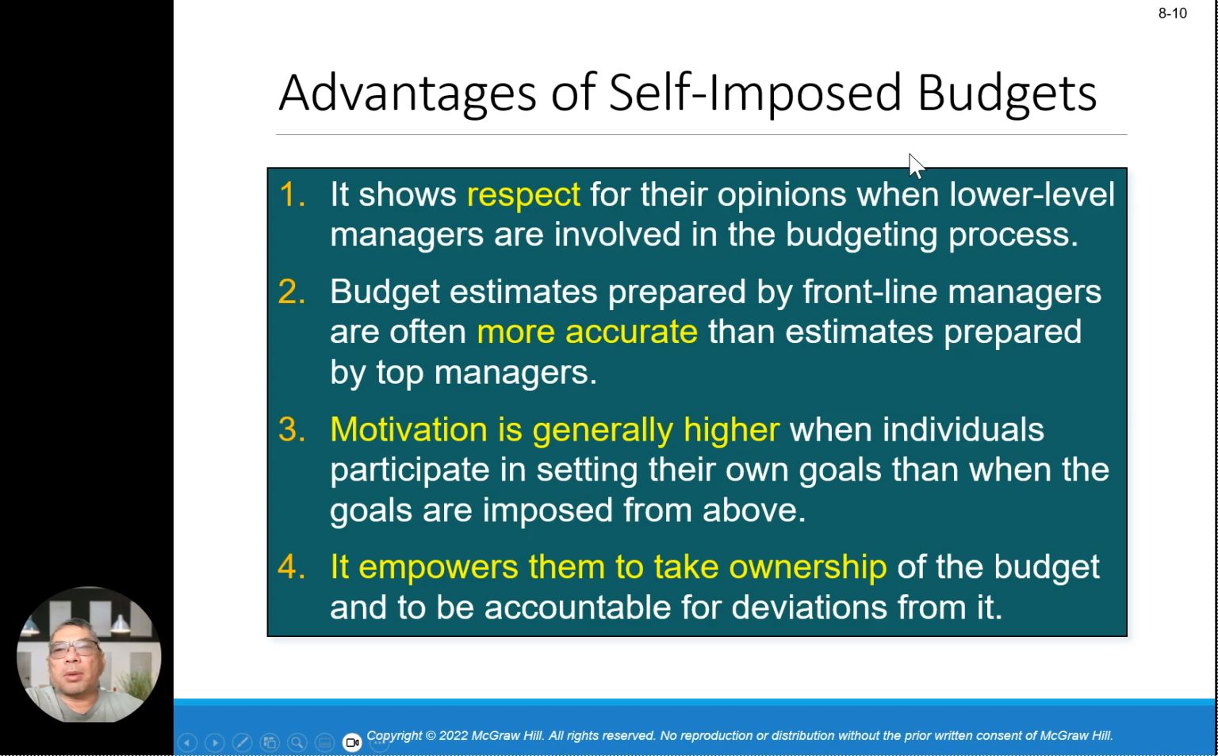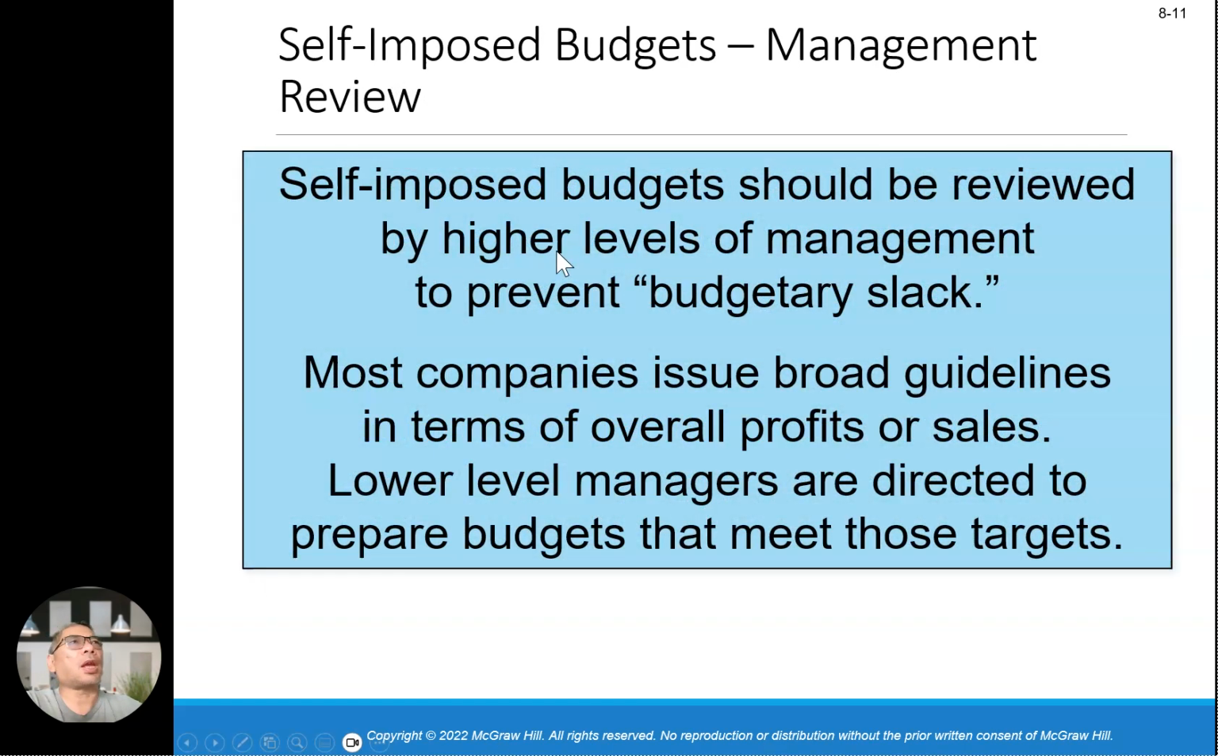The advantage of a self-imposed budget is that it shows respect for managers' opinions. Estimates prepared by the managers are often more accurate, and it provides motivation to the individuals who participate, empowering them and letting them take ownership. So you have a bottom-up approach. That's the advantage. As for management review, a self-imposed budget should be reviewed by higher-level management to prevent budgetary slack.